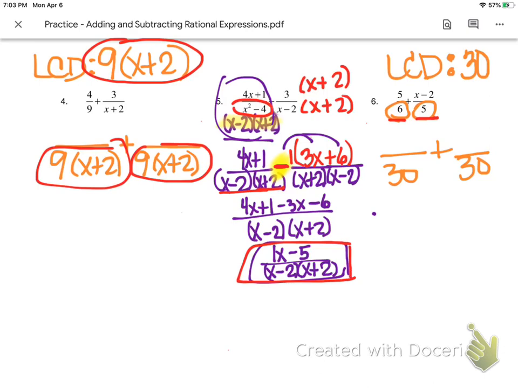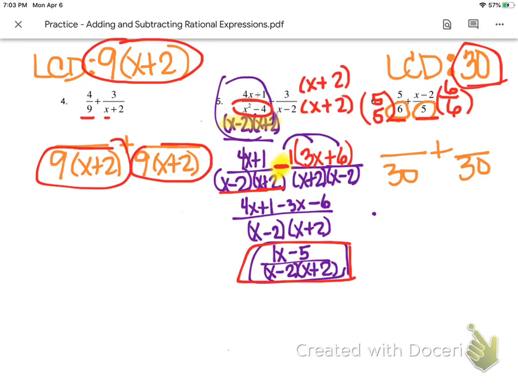I left 4 and 6 for you guys to do. We said that on number 6, the least common denominator was 30 because 6 times 5 goes into it. So here we're missing a 6 top and bottom. That's what we're multiplying by. Over here we're missing a 5 top and bottom. So you can finish.